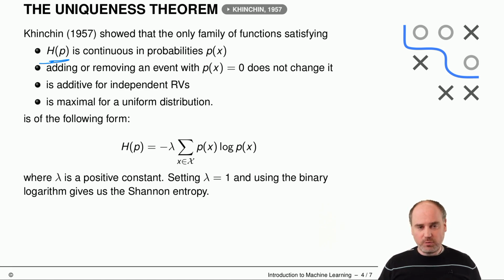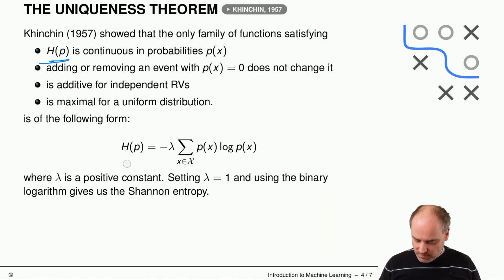Let's require the following properties of that measure of uncertainty. First of all, it should be continuous in the probabilities p(x) of the probability mass function. Second, adding or removing an event with probability 0 does not change it. It is additive for independent random variables, and it is maximal for a uniform distribution. And all of these properties we also discussed here.